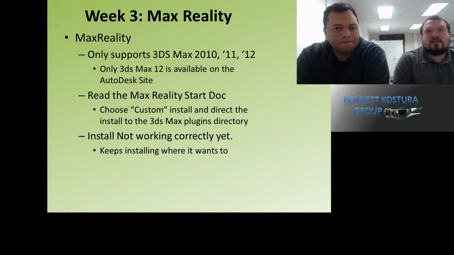Even when you choose a custom installation, it still doesn't like some directories. So we tried to install the plugin to the 3ds Max plugin folder, and it would never appear. It would install it to a different directory, wherever it chose. It always shows the same directory, but it would always install it there. We attempted to then copy the plugins from that directory to the correct 3ds Max directory, and it still wouldn't work. When we launched 3ds Max, it said it's an invalid plugin.